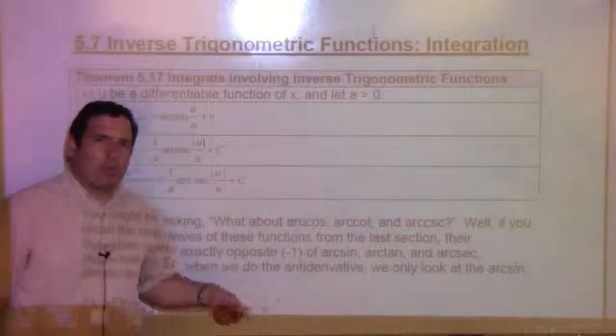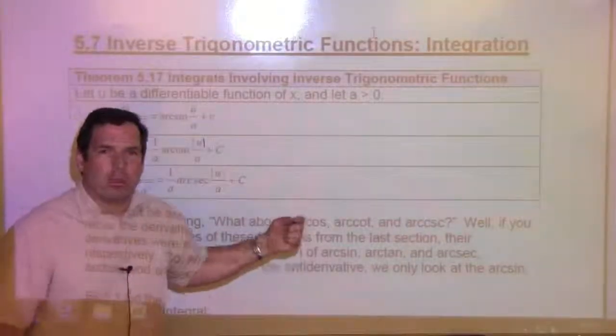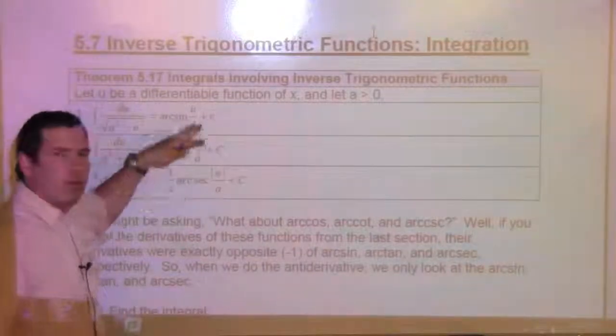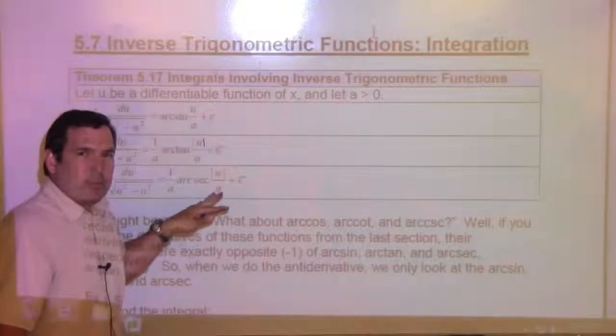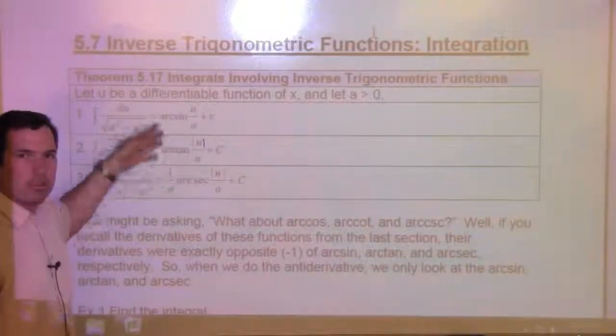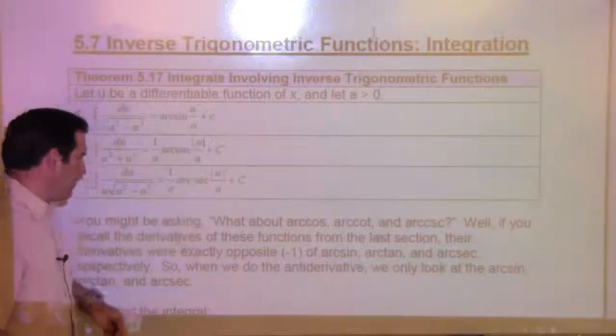We left them out. Well, as we talked about in the last section, if you recall, they're just -1 times these. So that's what I talked about last time as well. When you integrate, we go with just the positive ones. The positive ones give us the arc sine, arc tangent, arc secant.